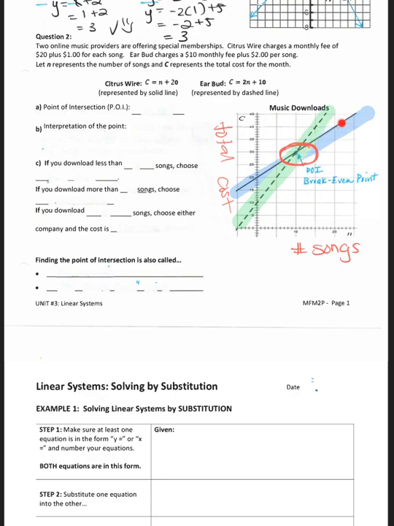Okay, so I could be at $45 and I would actually get 30 songs instead of spending $45 for like 18 songs. Okay, so that's what this graph is kind of talking about. So if you download less than 10 songs, then we want to choose our earbud service. If you download more than 10 songs, then now you want to use Citrus Wire.